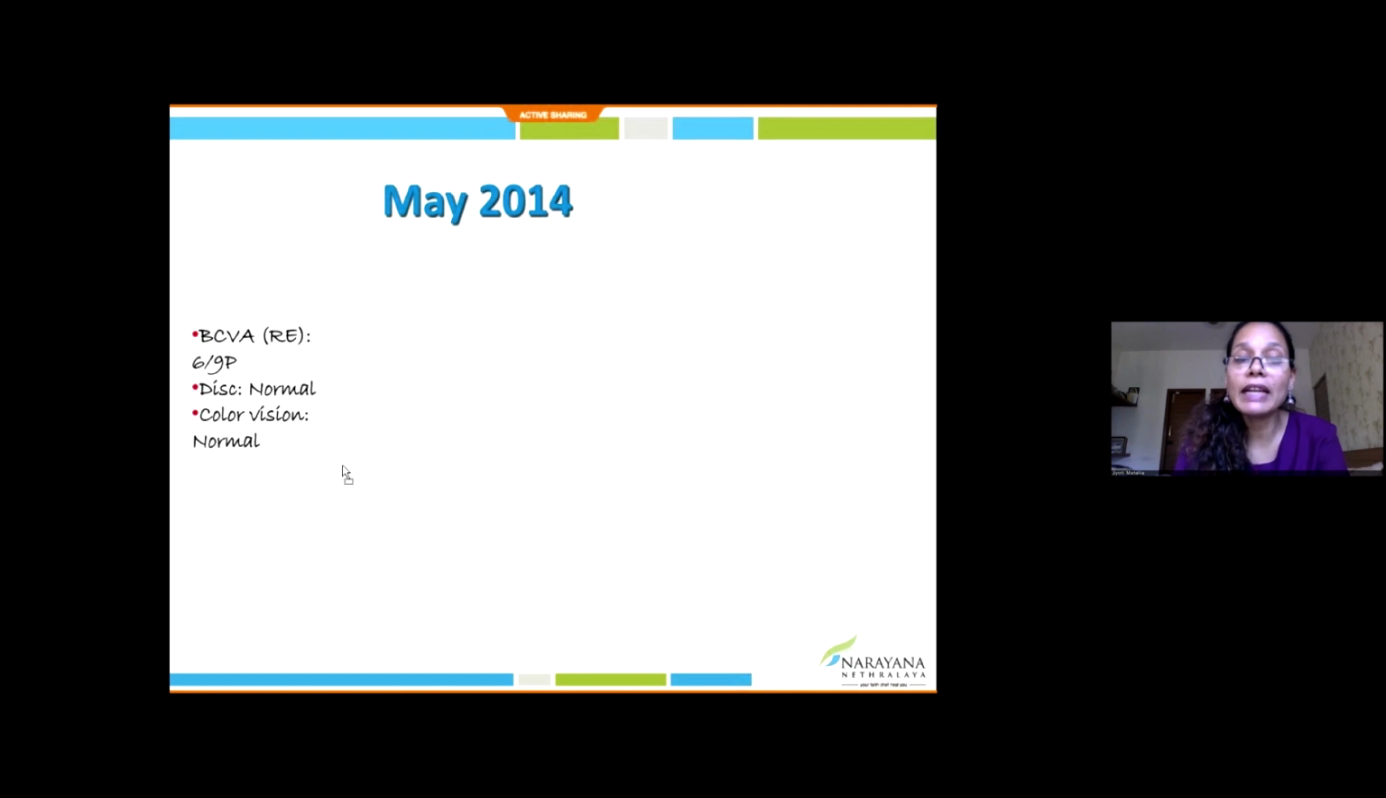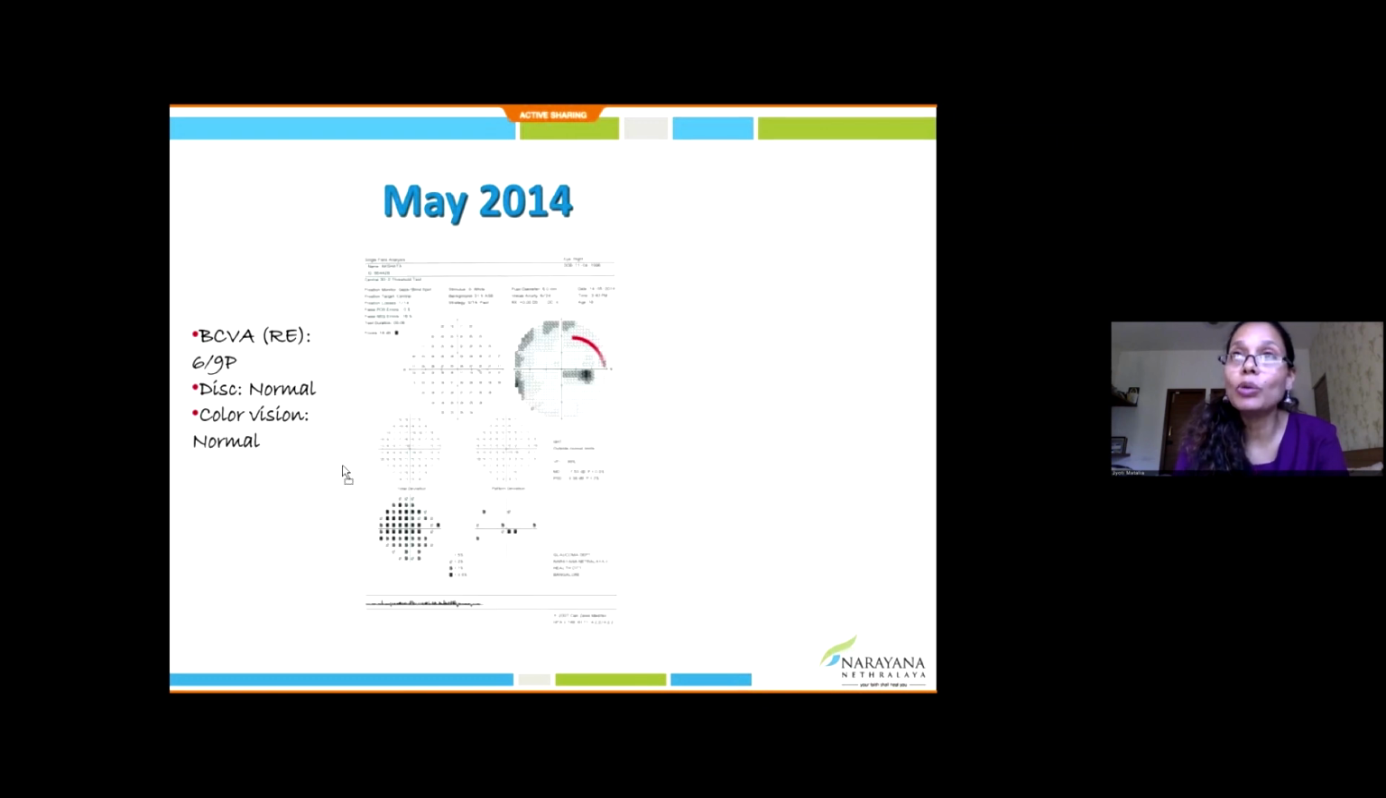But when we did the field test, if you can notice that there was a new defect that came in. This has now a centrocecal defect. And the child was smart enough to pick it up immediately. So before actual ischemia developing into the nerve, she could pick it up.